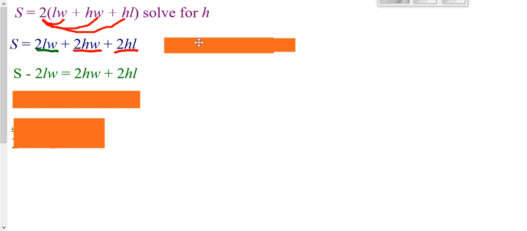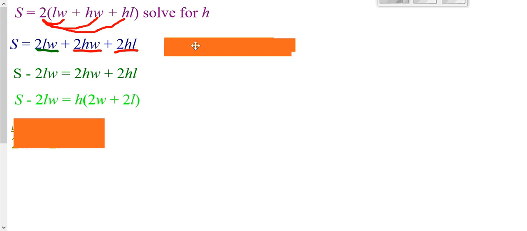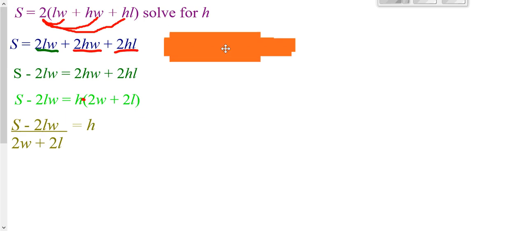Now, on the right-hand side, we cannot combine these together because they're not like terms. We don't have the same variables here. The first one is in HW, the second one is in HL. However, H that we're trying to solve for is a common factor. So on the right-hand side, we could pull an H out. And why would we want to do that? Well, on the right-hand side, we now have it as H times something. Well, to get H by itself, you should know to undo multiplication. You just have to divide both sides by your parentheses.